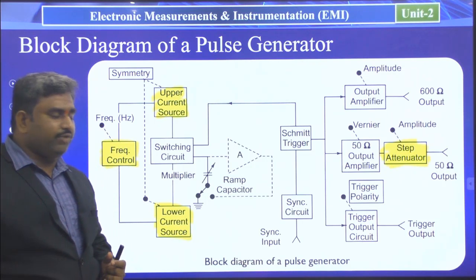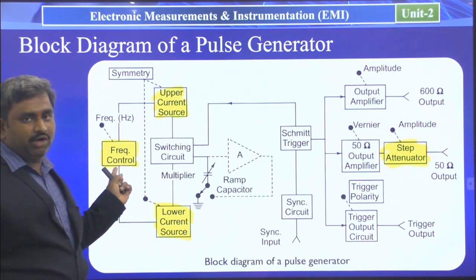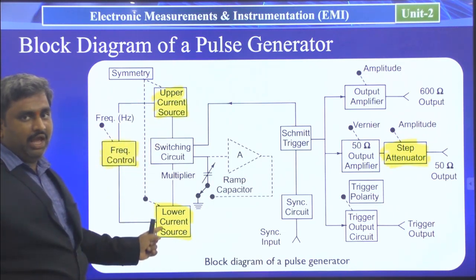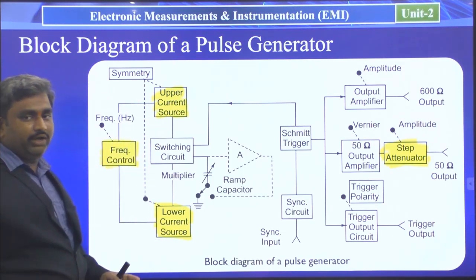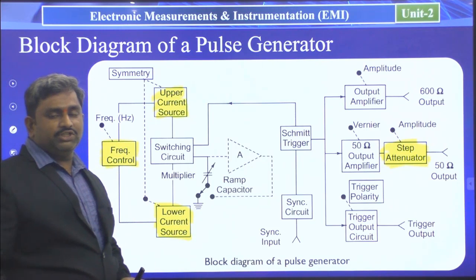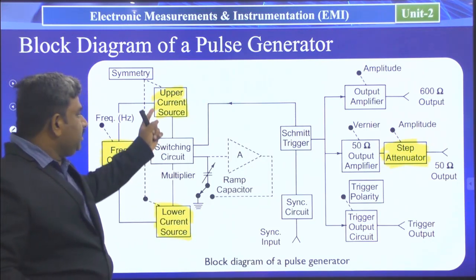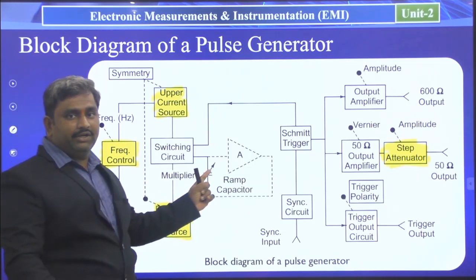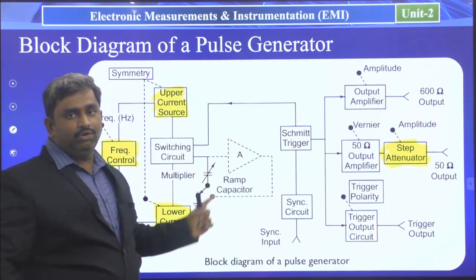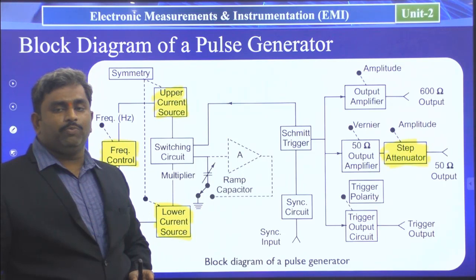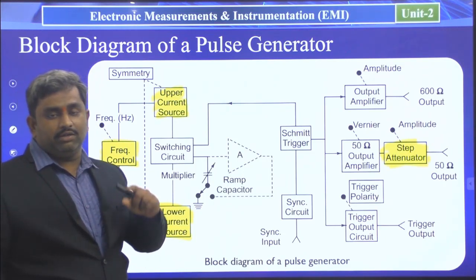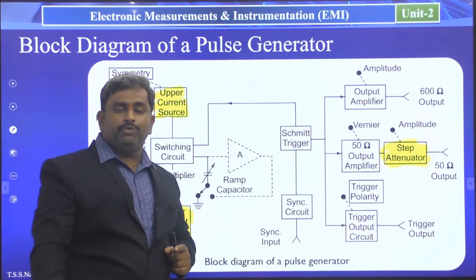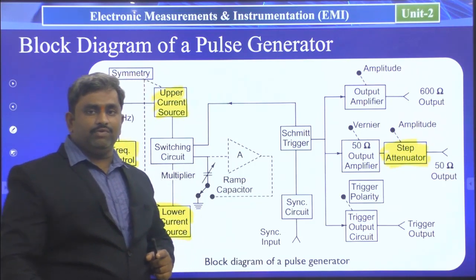In the function generator we have seen the frequency control network operation, and this frequency control network is connected to the upper constant current source and lower constant current source. In the function generator block diagram, the upper and lower constant current sources both connect to an integrator. The output of the integrator is a triangular wave signal.